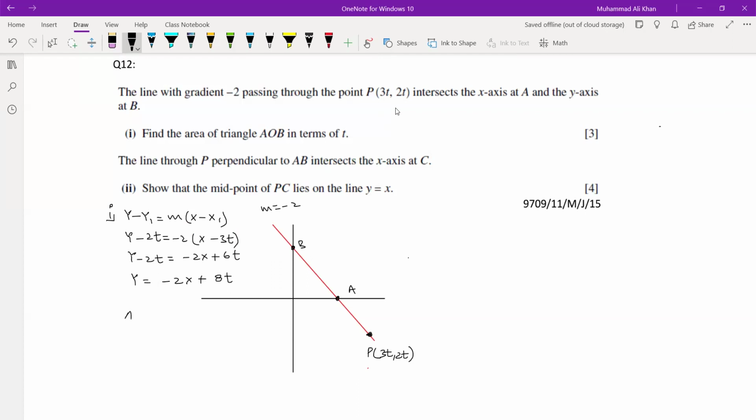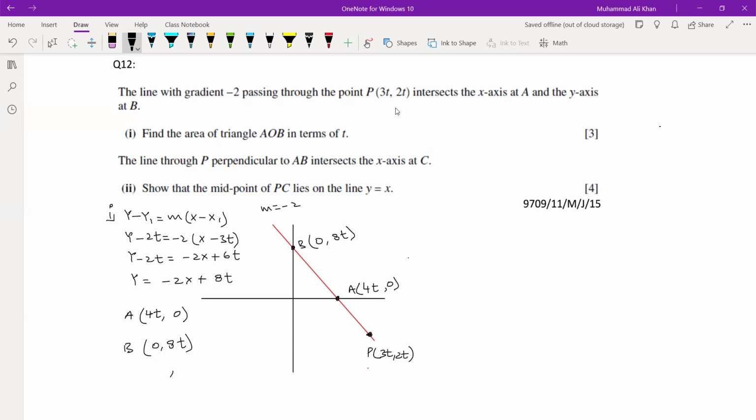Now for A, if I replace y with 0, अगर y 0 है, तो what is the value of x? Minus 8t divided by minus 2. So it will be 4t, 0. A के कोऑर्डिनेट्स क्या आ गए? 4t, 0. ऐसा ही फॉर बी, इसके लिए हमें किसको 0 रखना पड़ेगा? x को। तो जनाब y क्या बन गया? 8t. ये आपके पास कोऑर्डिनेट्स आ गए। एनी कंफ्यूजन?